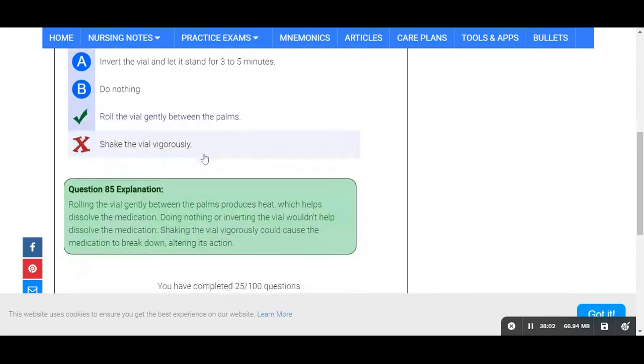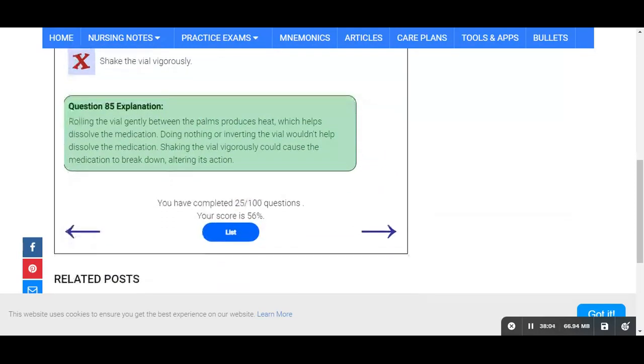Okay, roll the vial gently between the palms is the correct answer. Rolling the vial gently between the palms produces heat, which helps dissolve the medication. Doing nothing or inverting the vial wouldn't help dissolve the medication. Shaking the vial vigorously could cause the medication to break down, altering its action.